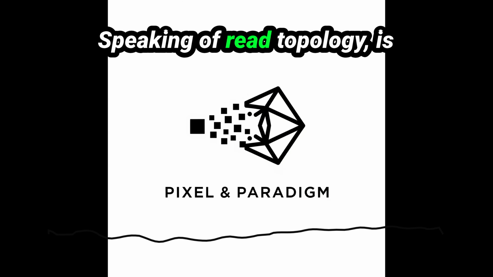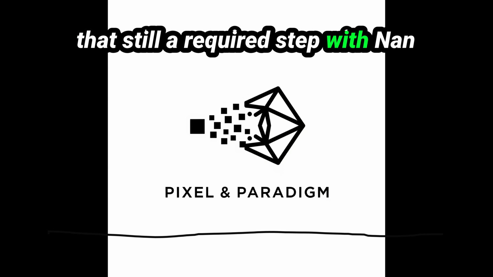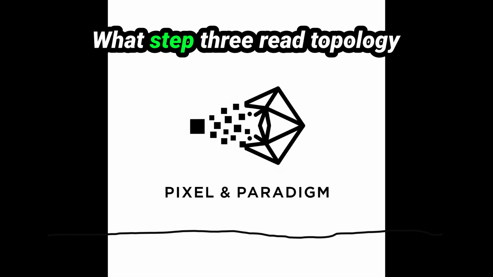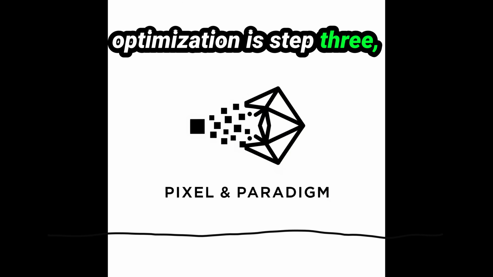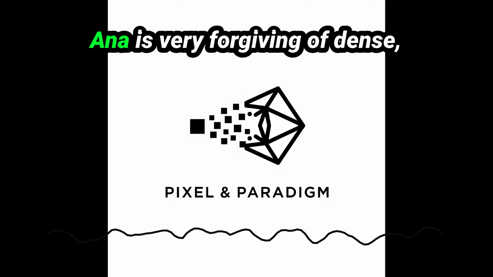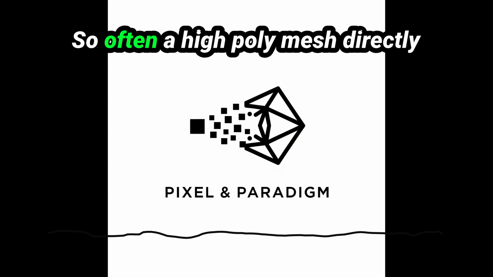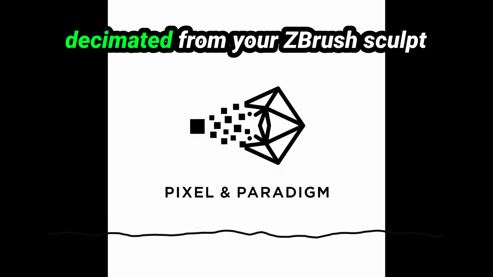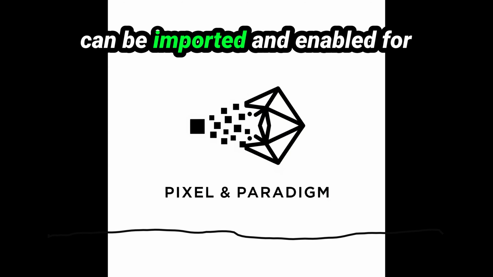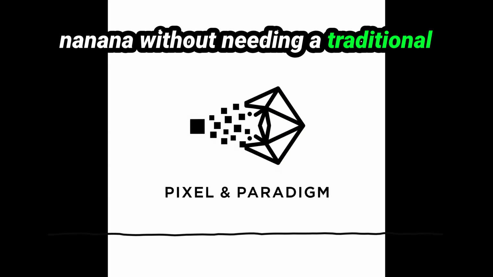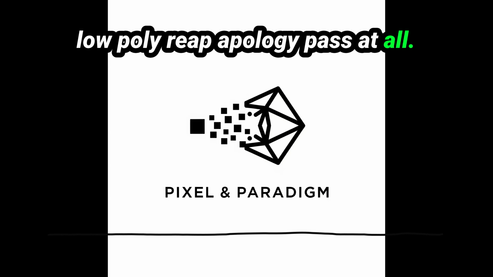Right. Speaking of retopology, is that still a required step with Nanite being so tolerant of density? What's step 3? Retopology optimization is step 3, and it's definitely conditional now. Nanite is very forgiving of dense, less than perfect topology. So often, a high poly mesh directly decimated from your ZBrush sculpt can be imported and enabled for Nanite without needing a traditional low poly retopology pass at all.